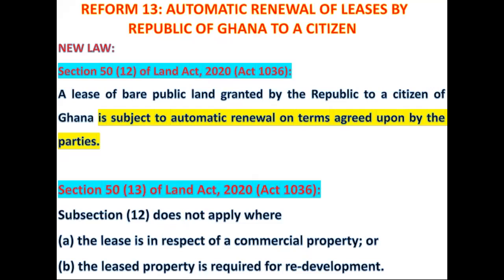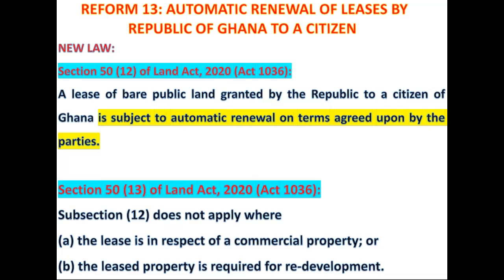The third category of renewal, that is our next reform that we are looking at, is captured under section 50, subsection 12 of the Land Act of 2020, Act 1036, and it reads as follows, and I quote, a lease of bare public land, granted by the Republic to a citizen of Ghana, is subject to automatic renewal on terms agreed upon by the parties.